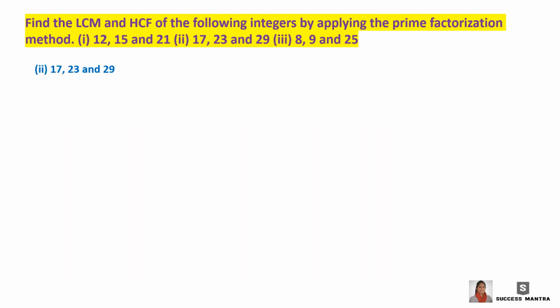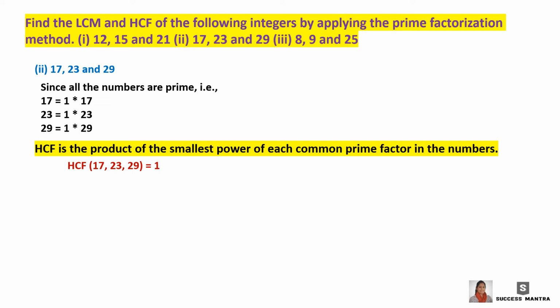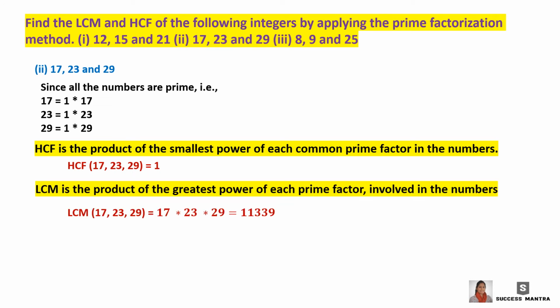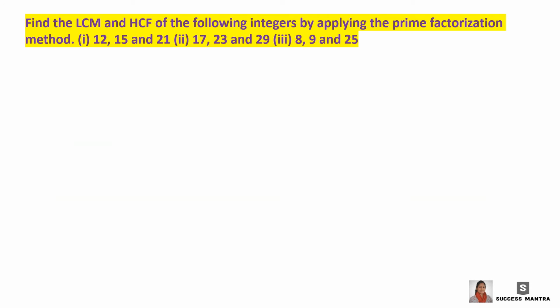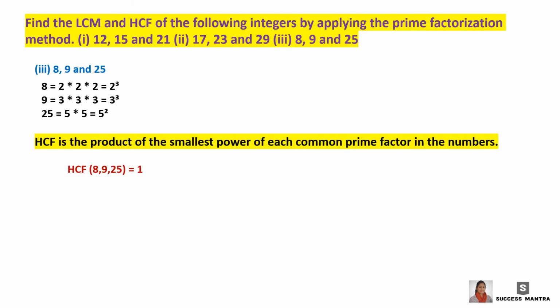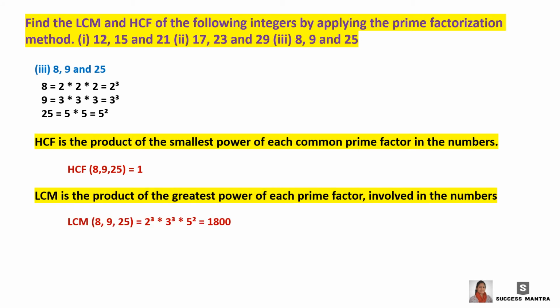Now the second set is 17, 23 and 29. Since the given numbers are all prime numbers, the only factors are 1 and the number itself. So the HCF is 1 and LCM is the product of the numbers. Now the third set is 8, 9 and 25. Factorize it. Then HCF here also no common factors other than 1. So HCF is equal to 1 and LCM is 2 cube into 3 square into 5 square, that is 1800.